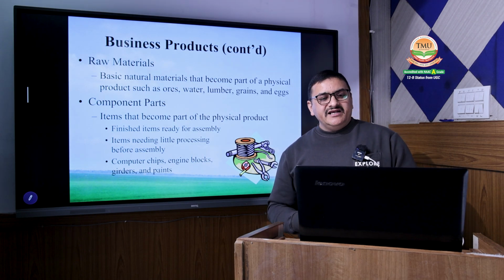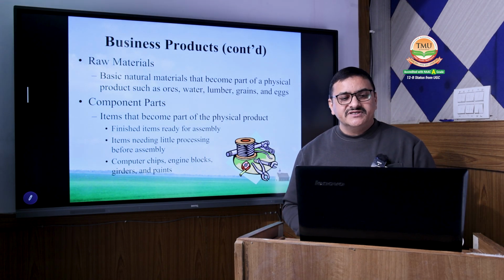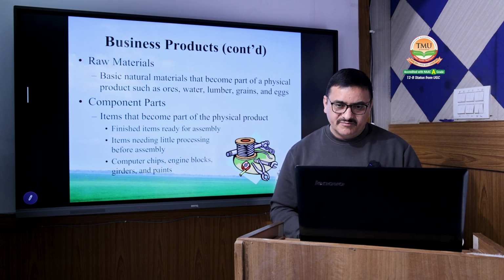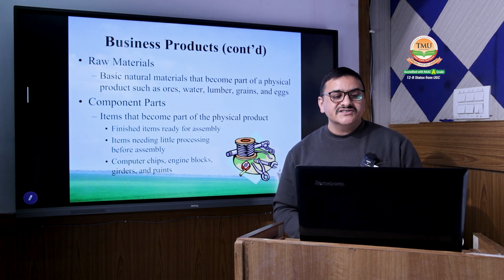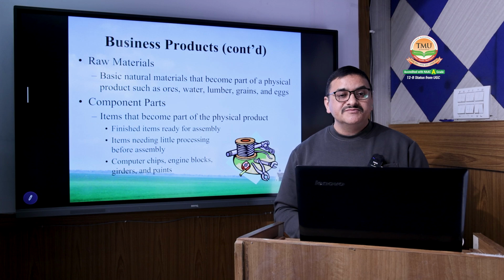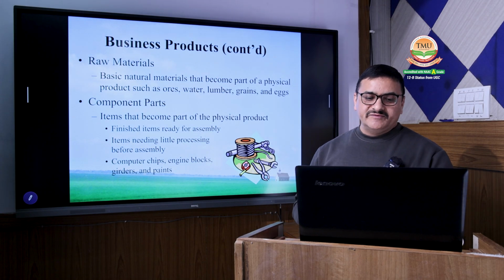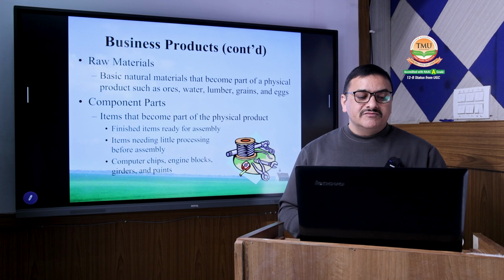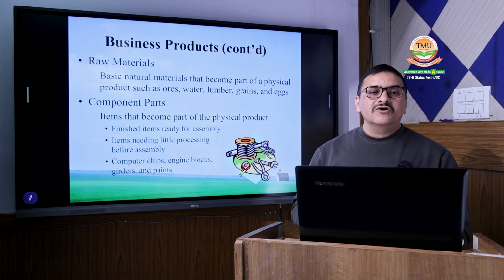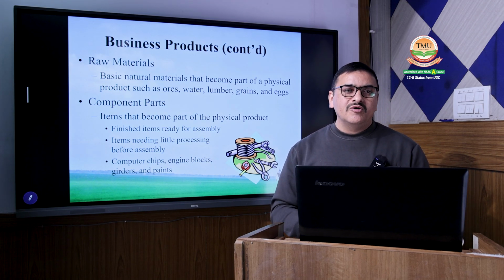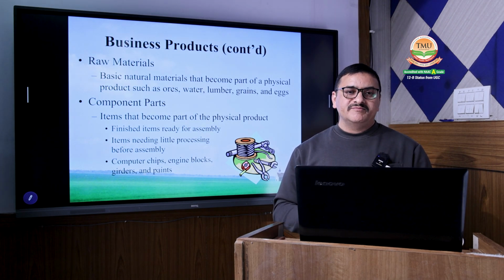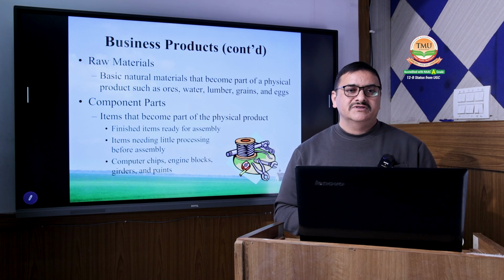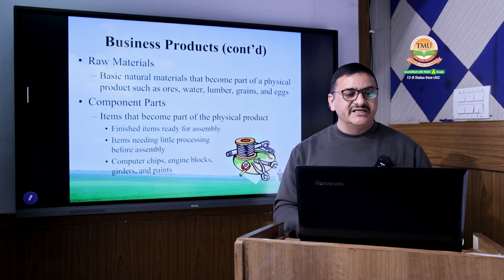Then we have component and parts. Component and parts means these are the items that become part of the physical product or part of the completely transformed product. For example, all types of finished items ready for assembly, items needing little processing before assembly, computer chips, engine blocks, grinders, paints, buckets, all these constitute the components and parts. Even very small components such as screws, nuts, bolts, washers, they all constitute component parts which contribute in transforming a final product from the raw material.